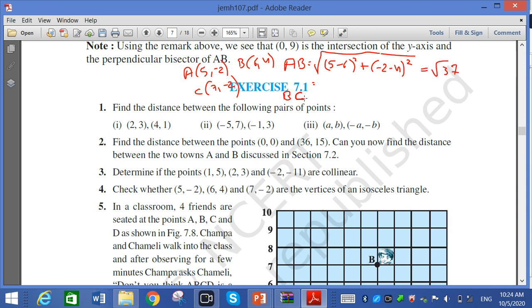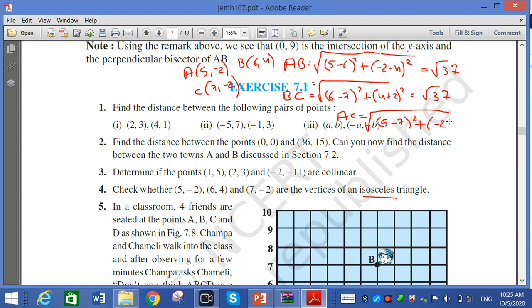Now I have to find out BC. So B and C: 6 minus 7, again 1, and (4 plus 2) whole square. Same thing. 6 minus 7 is minus 1, 4 plus 2 is 6. So again root 37. Isosceles triangle means two sides are equal. Now we find out AC. So A and C: 5 minus 7 and minus 2 plus 2, that is 0. So 5 minus 7 is minus 2, square is 4, that is 2. So AB is equal to BC, not equal to AC. We can say it is an isosceles triangle.